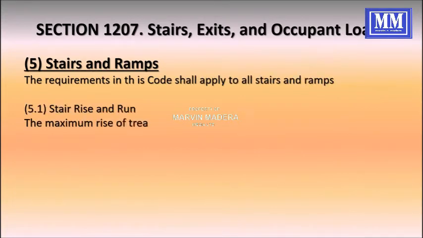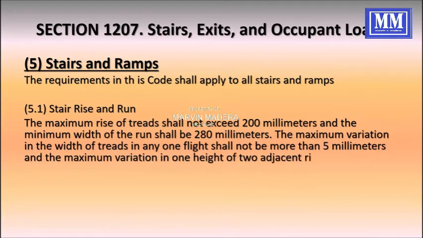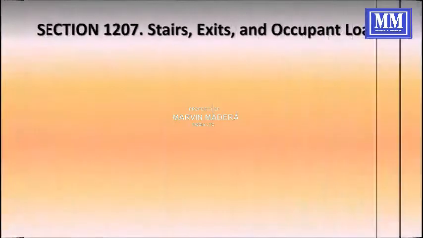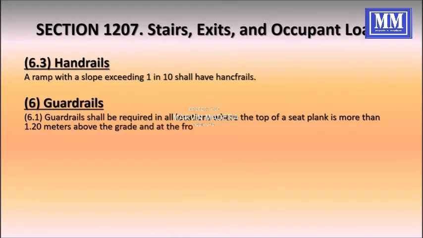Stairs and ramps. The requirements of this code shall apply to all stairs and ramps. The maximum rise of treads shall not exceed 200 millimeters and the minimum width of the run shall be 280 millimeters. The maximum variation in the width of tread in any one flight shall not be more than 5 millimeters, and the maximum variation in the height of adjacent risers shall not exceed 5 millimeters. Ramp slope. The slope of the ramp shall not exceed 1 in 8. Handrails. A ramp with a slope exceeding 1 in 10 shall have handrails.